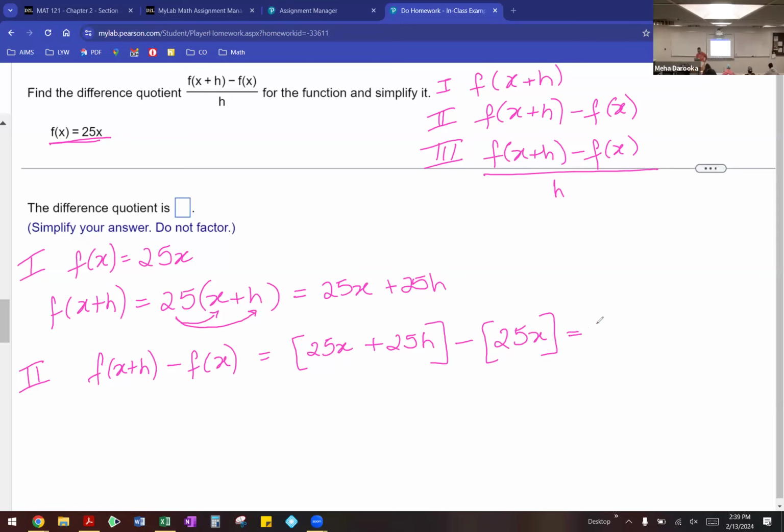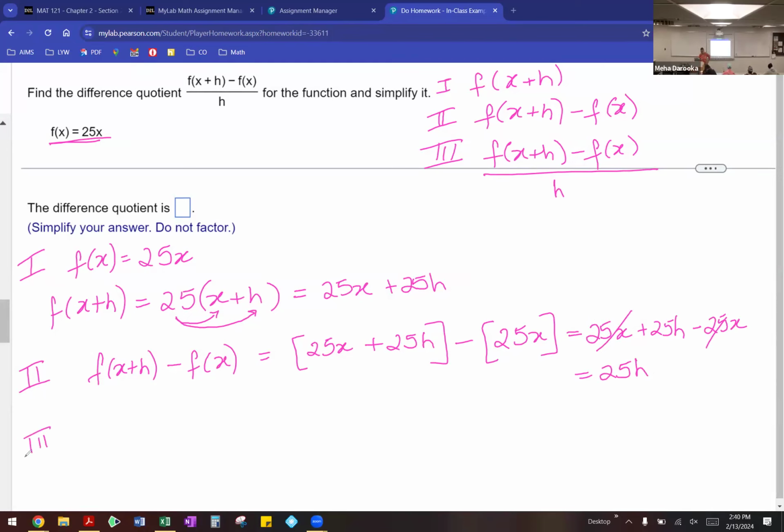So the first part I can write down as it is, 25x plus 25h minus, so of course we know that minus sign is going to make the second part of our equation negative. So that's going to become minus 25x. Anything we can combine together? Yeah, you have a positive 25x and a negative 25x, right? So they will actually cancel each other out and we are left behind with just 25h. Okay, so step 2 is done.